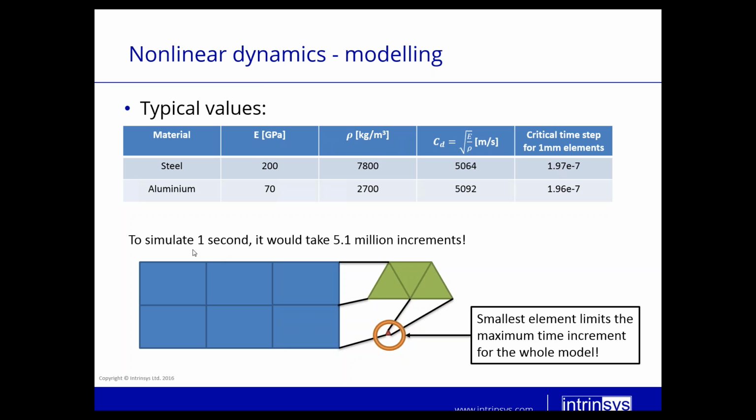which would mean if you want to simulate an event that lasts for 1 second, you would need to do 5.1 million increments. Now that's a lot of increments, especially if you have very large models. So it's always a good idea to design your mesh to keep in mind how you are going to get this time increment as high as you can.